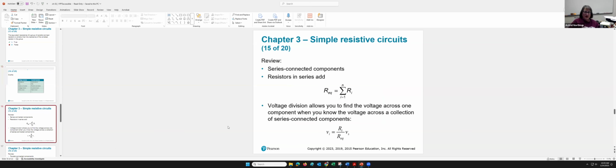All right, so to review, for series connected components, resistors in series add arithmetically, so that the equivalent resistance is just equal to the sum of the individual resistors in that circuit.